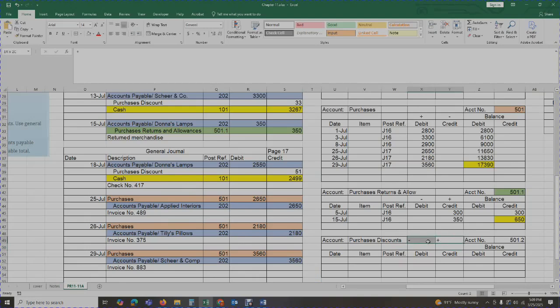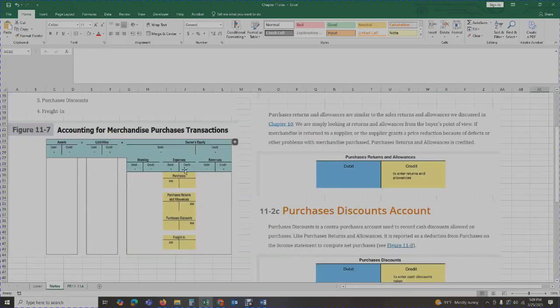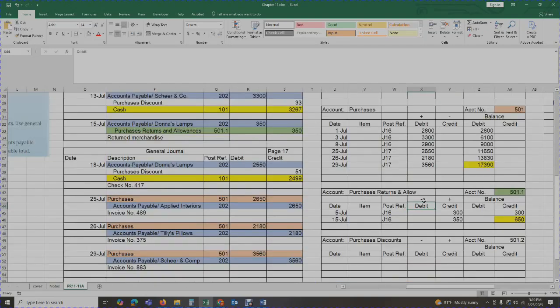So you need to be familiar. If you are not familiar, go back to your notes and look at what happens. These ones are the opposite of these effects. Look at your accounting equation so you can know what you need to do, if you need to add or subtract. So for purchase discounts, a debit decreases, a credit increases.